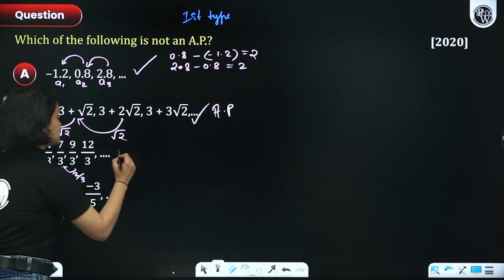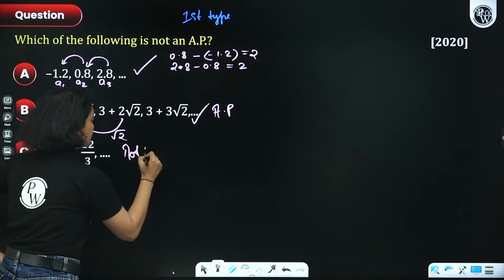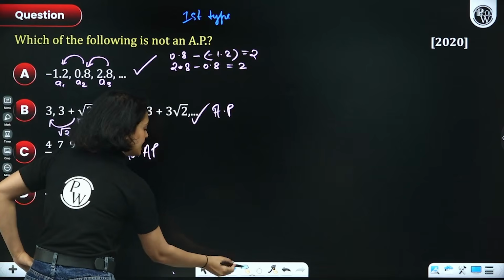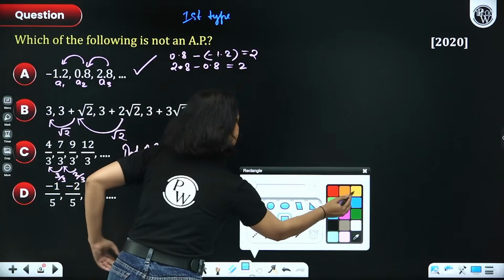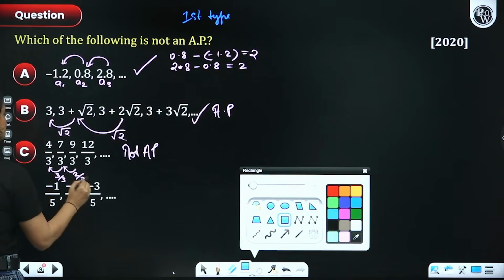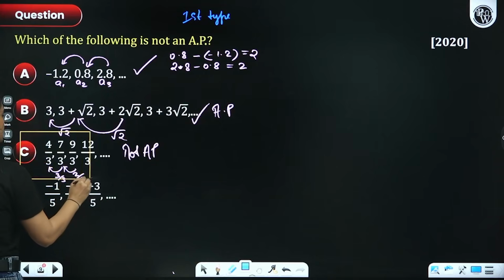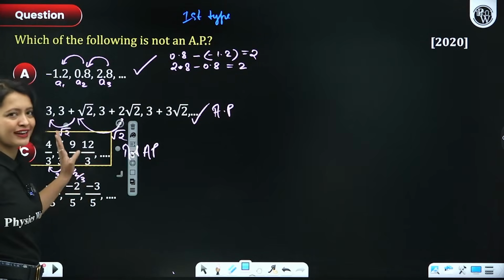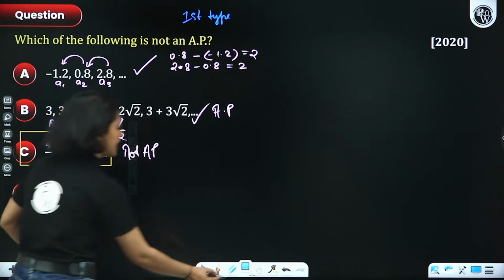So clearly this here is not an AP. Not an AP. So what is the answer, everyone? The answer is option number C. Sorry. This here, this is the answer. Right? Because we had to figure out not an AP. Okay? Final one also you can check, everyone.